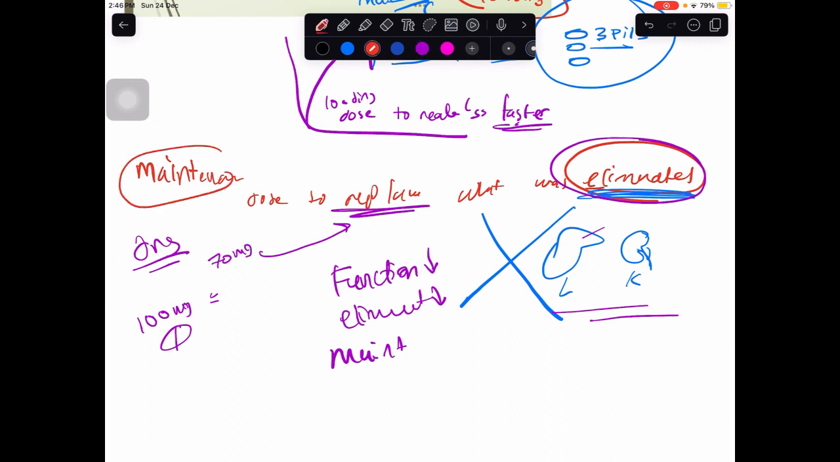What was the maintenance? It is to replace what was eliminated. So here, how much was eliminated? 70 milligram. So my maintenance is 70 milligram.